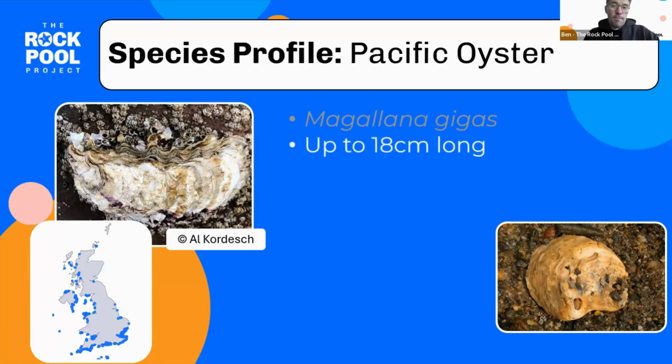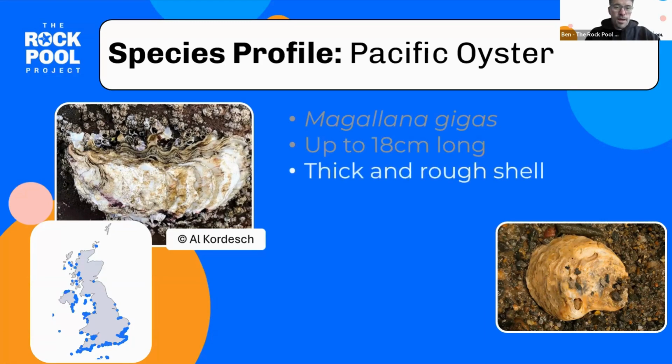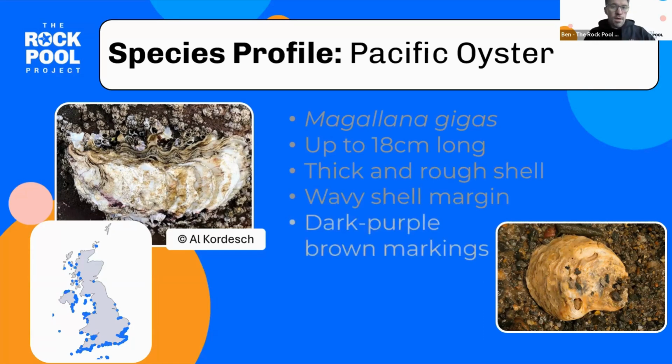It's a fairly large mollusk, up to 18 centimeters long, and it's got a very thick, but also very rough shell. It is rough. Chris and I were talking about this earlier today. You can damage yourself on these things, and they're also quite wavy, both the shell itself and the margin of the shell. It has some dark markings, particularly you see them more down here in Cornwall. The Cornwall Wildlife Trust have got a program to try and, well, not eradicate, but control this species, and they hit them with hammers. And then on the inside of the shell, you can see these purple-brown markings. You can't really miss it.